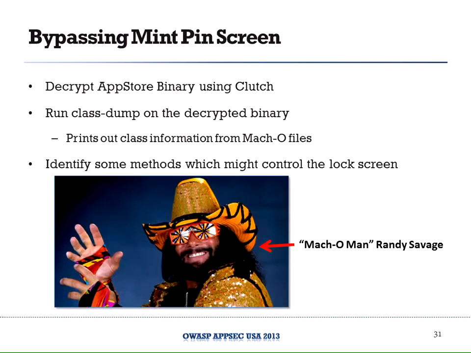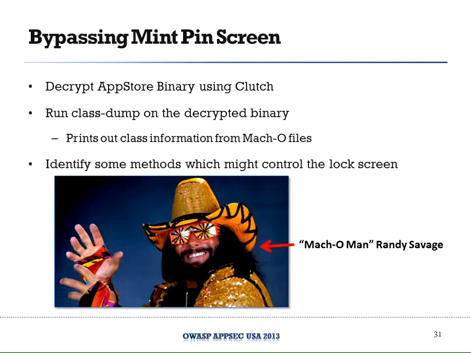So let's go through it step by step and show you how easy it is to reverse an app. You might think, oh, iOS is hard to reverse. Not really. It's actually pretty simple. You get the Mint app from the App Store. It's encrypted. Great. There's a lot of tools out there that can decrypt it easily. So I use Clutch. Decrypted binary.